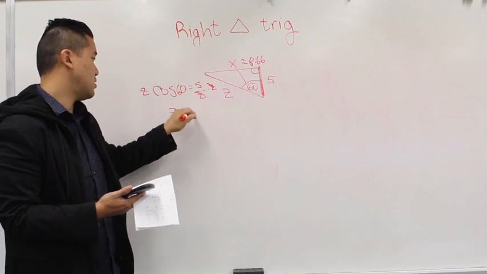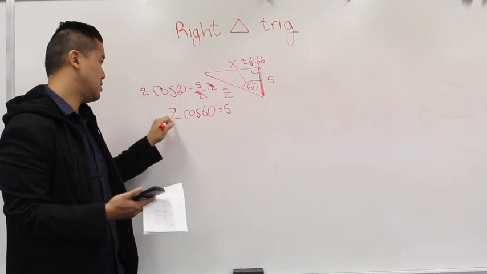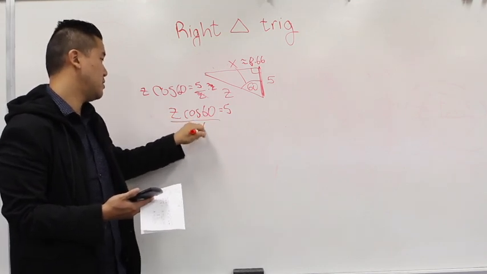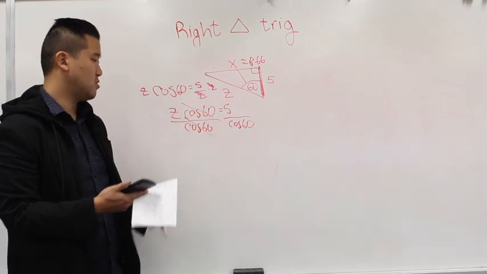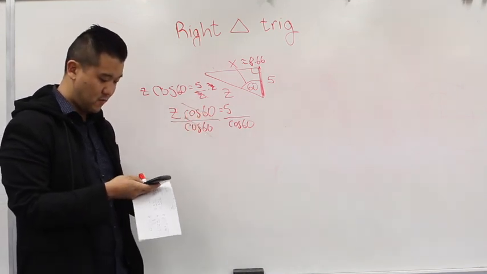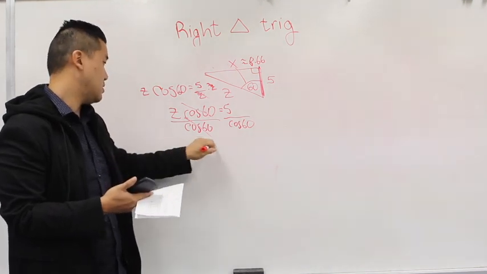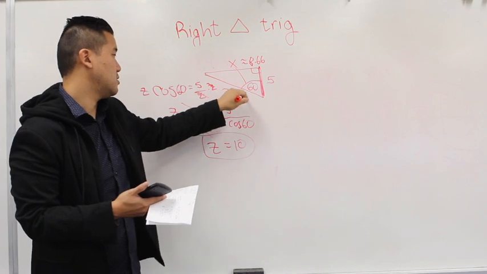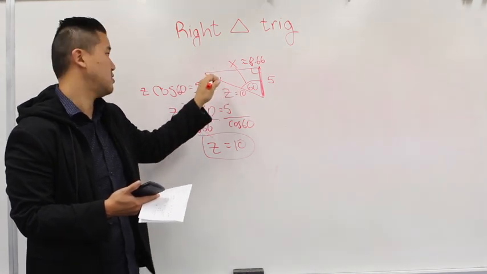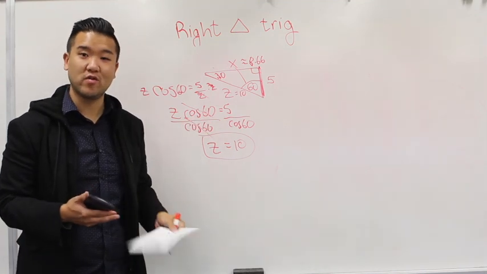You have z cosine 60 equals 5. Cosine 60 is a number. It's not a variable, so you could divide by that. That cancels. So if you do 5 divided by cosine of 60, we get 10. So then z is 10. And then this guy here, what is this angle here? It's going to be 30, 60, 90, so it's 30. So check your answers, make sure you got everything correct.